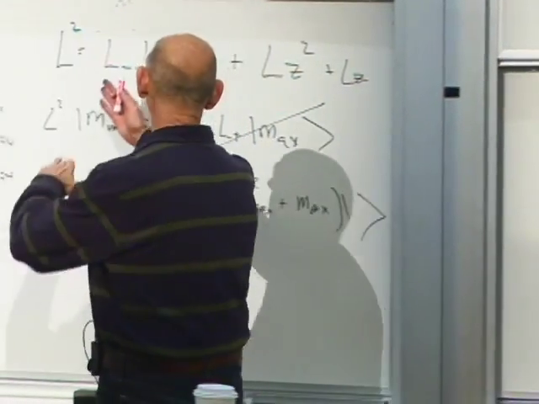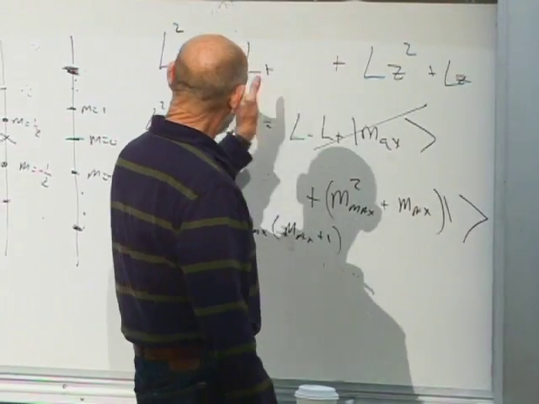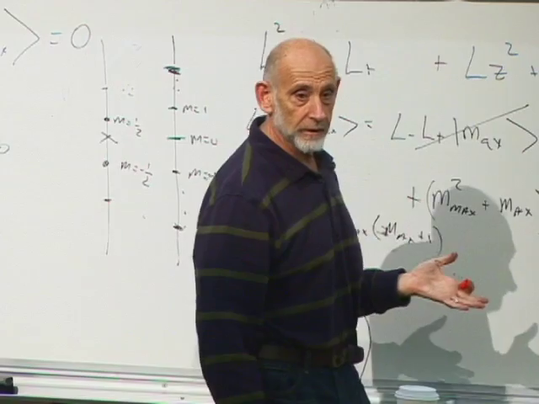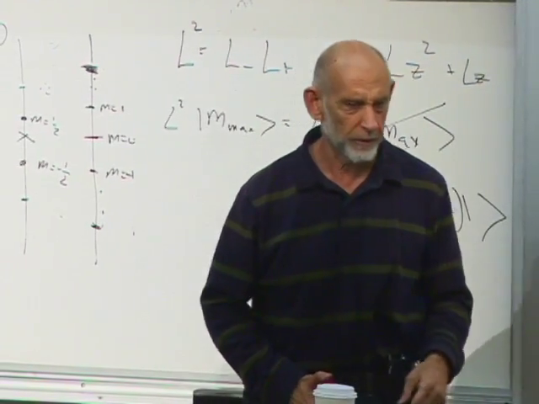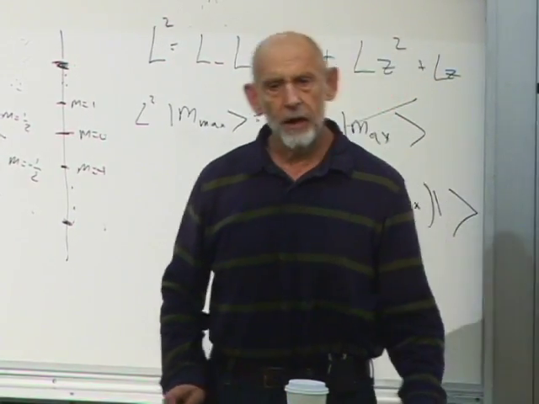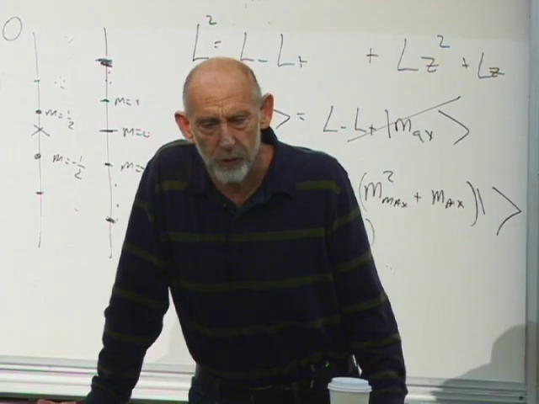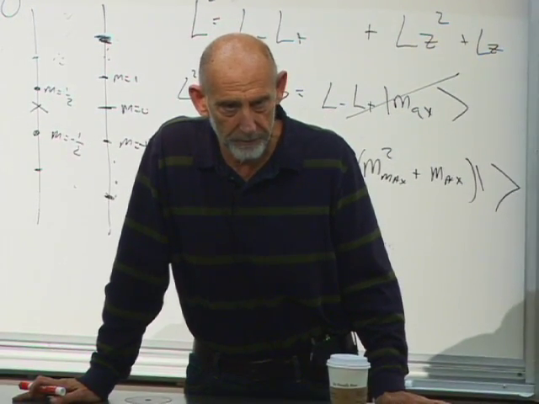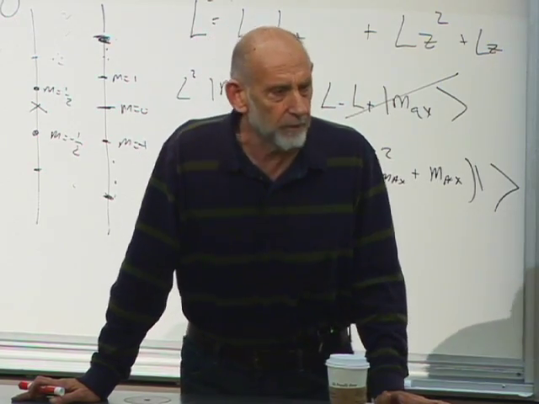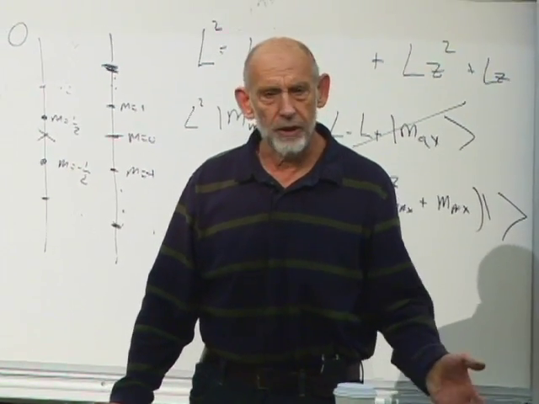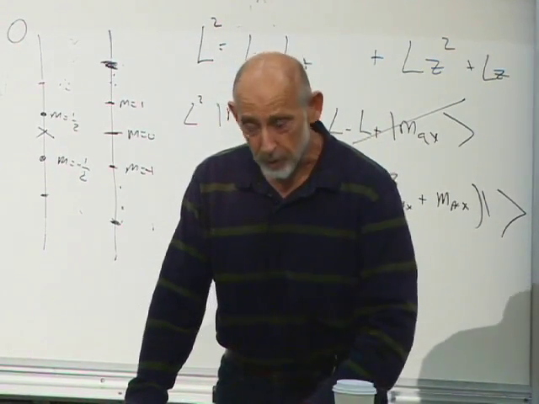You use this formula here, and manipulate it, and fiddle around with it, and it takes a few minutes of work. It also follows from the fact that L squared commutes with L plus and L minus. It commutes with all the components of the angular momentum, so it commutes with L plus and L minus, and it just follows from that. So, yeah, they all have the same squared angular momentum.